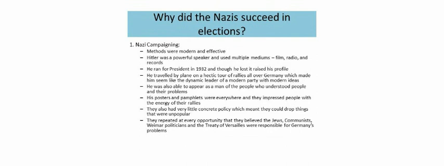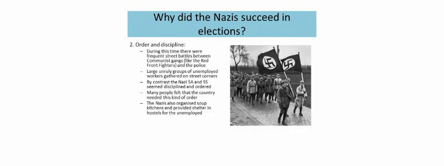And they repeated at every opportunity that they believed that the problems that the Germans were facing were due to Jews, communists, and the Weimar politicians, the Treaty of Versailles, and reparations, and that they were all responsible for Germany's problems, and that they would correct them. And this was an idea that started to stick. So Nazi campaigning is an important part of why the Nazis begin to succeed in these elections.